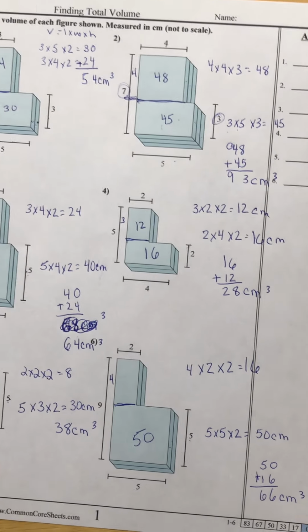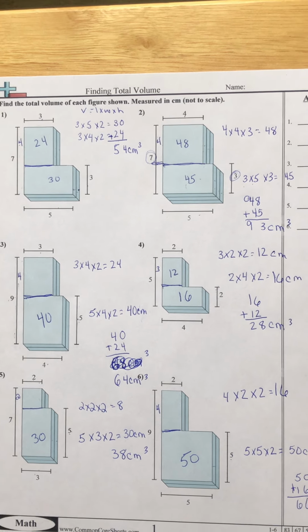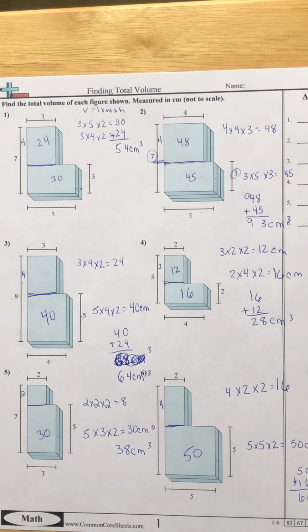And that, ladies and gentlemen, is finding area of irregular rectangular prisms.